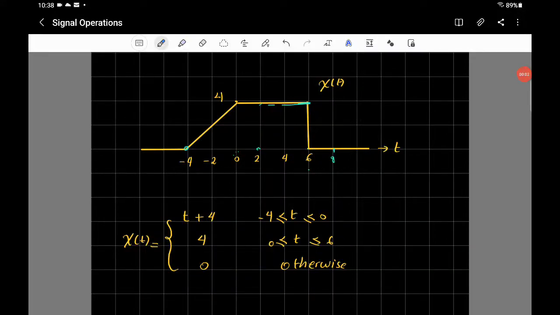Hi everybody. In this video, we are going to explain the basic signal operations. We are given the signal x of t, which is a continuous time signal, and it's defined in this graph.